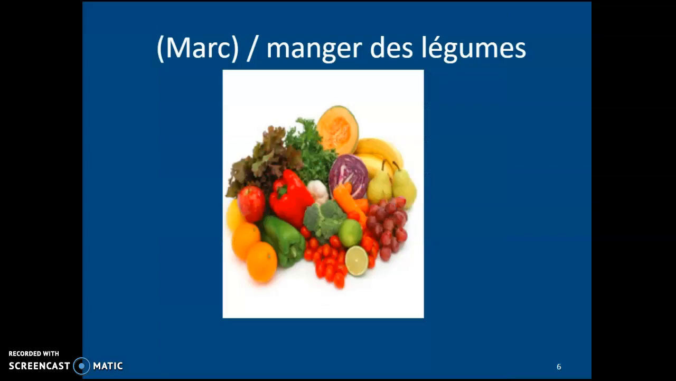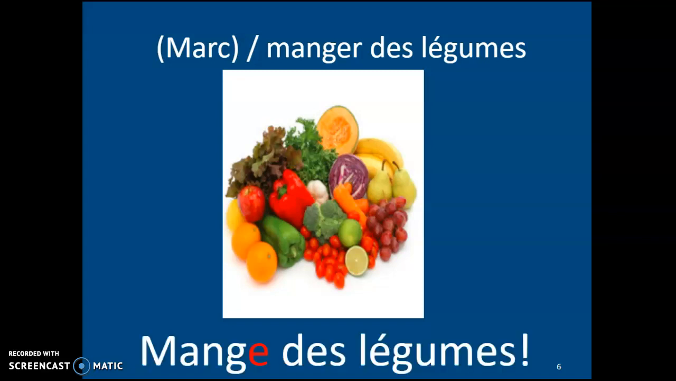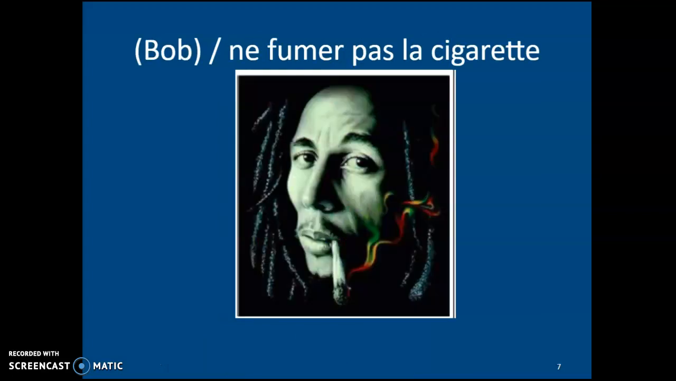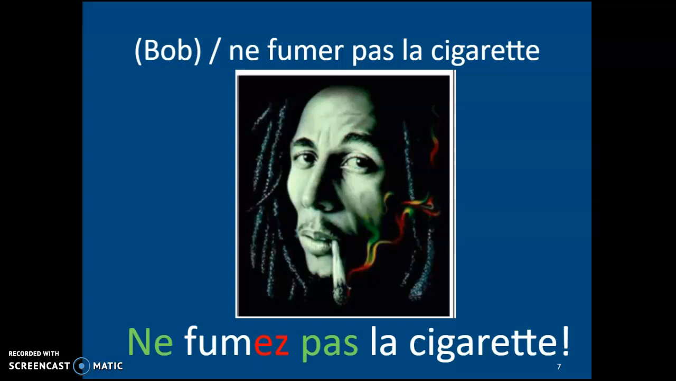I'm going to go through just a couple of examples to make sure this is making sense. So if I'm going to tell, like my son Mark, that he needs to eat his vegetables, I would conjugate it with a tu form because Mark is familiar, and then drop the tu. So I would drop the er, add the es, and then I actually drop the s because it's irregular. So it's mange des légumes, eat your vegetables.